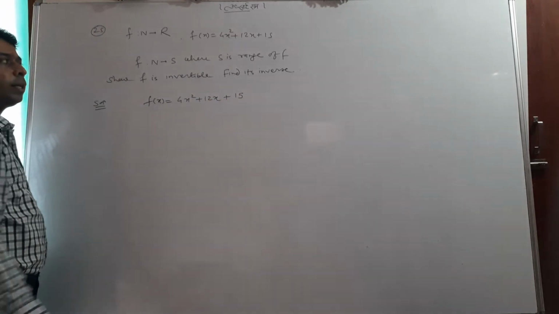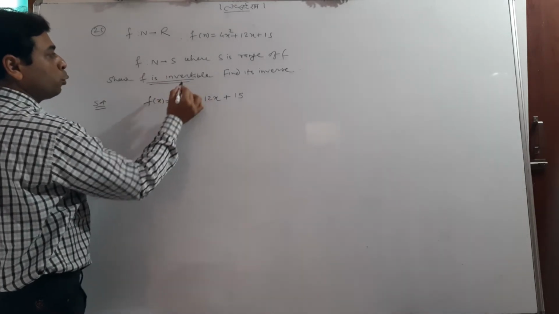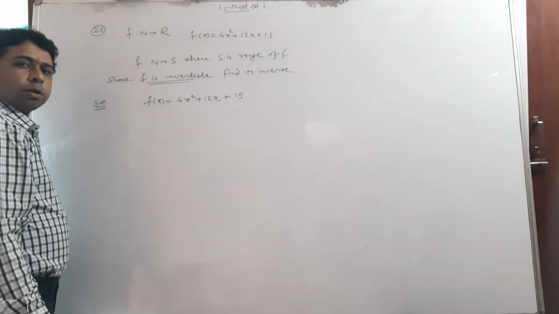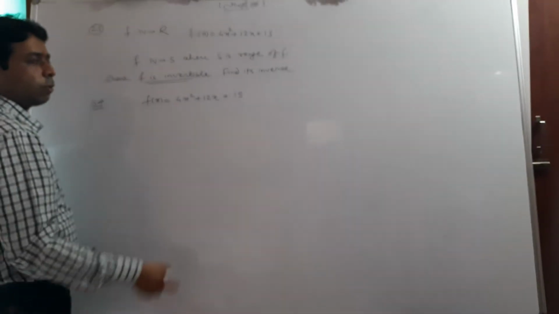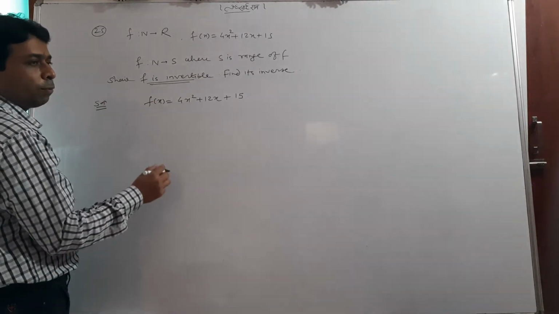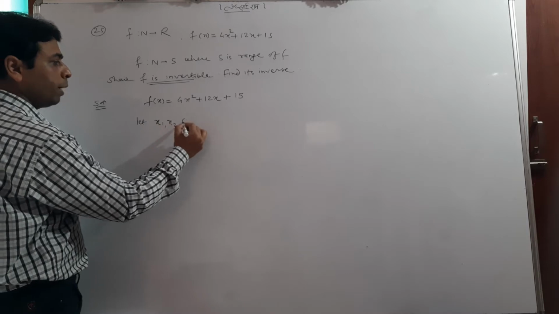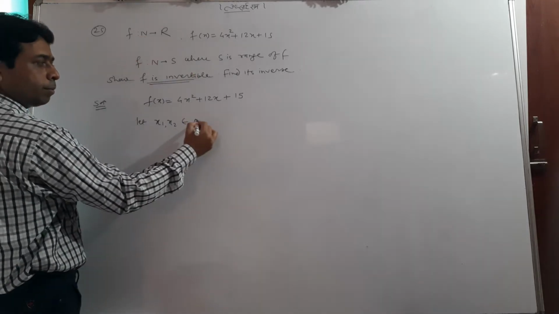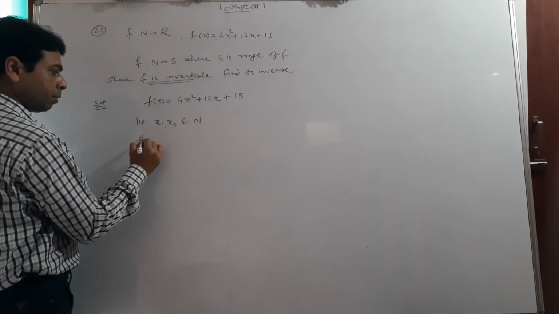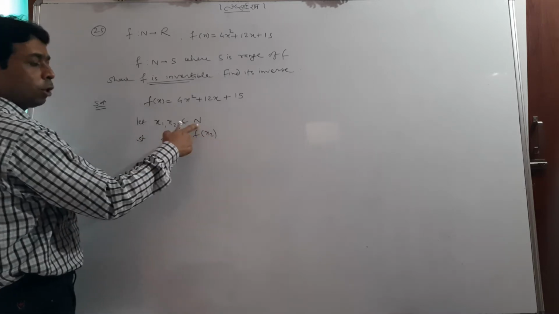So I would say one thing: in that case, we first have to show that function f is invertible, and for that you have to go with one-one and onto. So first I'll prove one-one. How to prove one-one? Let x1 and x2 be two elements of N such that f(x1) = f(x2). Remember that it is a natural number.